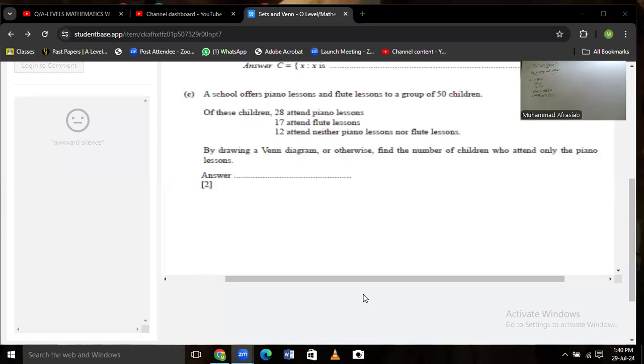For this part C, a school offers piano lessons and flute lessons to a group of 50 children. Of these children, 28 attended piano classes, 17 attended flute lessons, and 12 attended neither piano nor flute lessons. By drawing a Venn diagram or otherwise, find the number of the children who attended only the piano lessons.